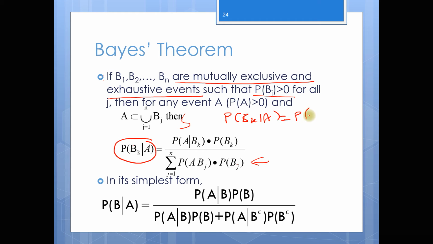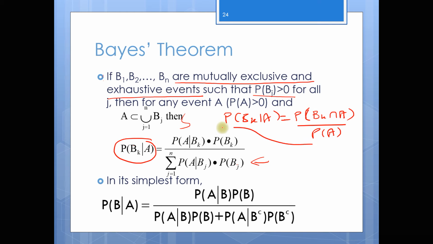But it's just that we have a subscript with it. I will explain what the subscript is about in a moment, but for the time being, the probability of BK given A is the same as the probability of BK intersection A over the probability of A.